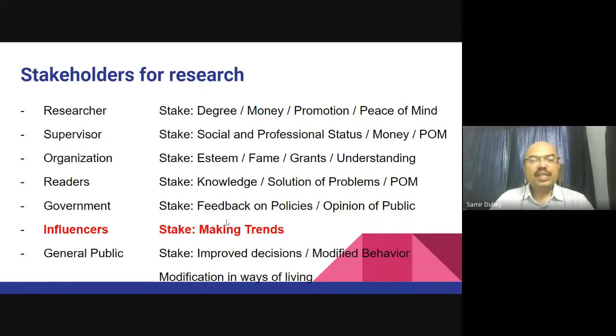The government's take is feedback on policies. For almost all policies, the government takes feedback, and they get more feedback from non-government organizations or some non-connected or untraditional researchers or these kinds of research organizations also. They get better feedback, a virgin feedback we can say, and on the basis of this feedback they generally alter or modify their policies. And then the opinion of the public. So the government also conducts research for the sake of public opinion. Then influencers, this is one of the latest things that I have added to this.